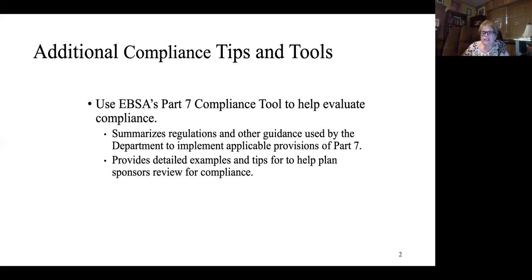And so we're going to talk today about tips and tools for administration of group health plans that are subject to ERISA and COBRA, federal COBRA, which we'll talk a little bit more about what that is in a little while, for busy employers and people who deal with plans.